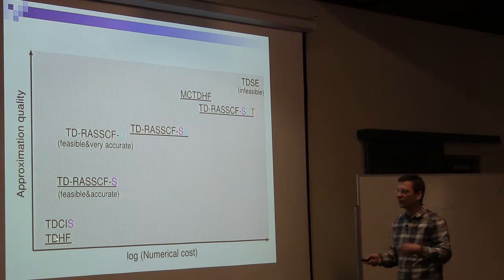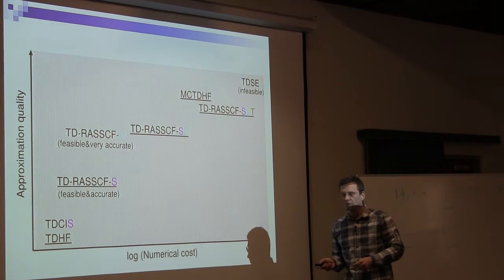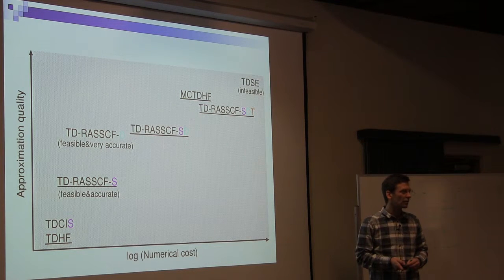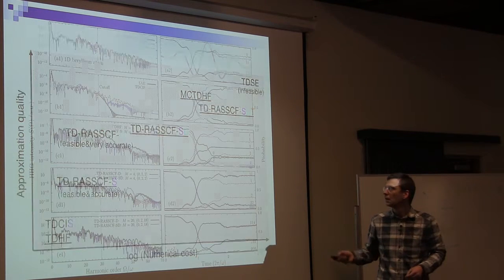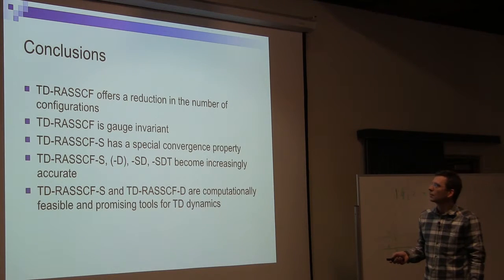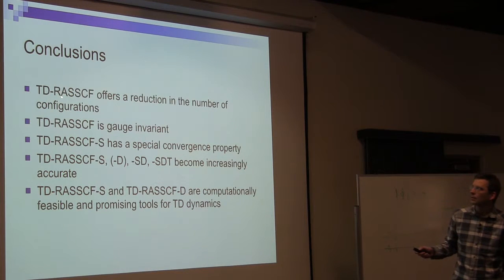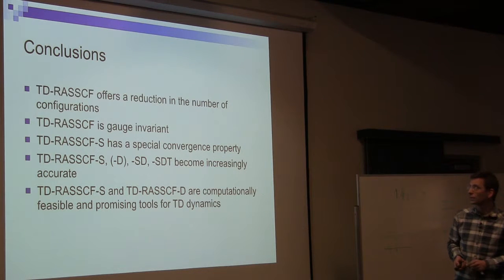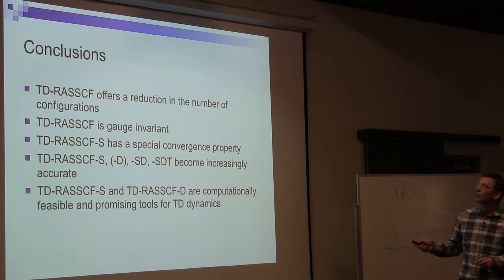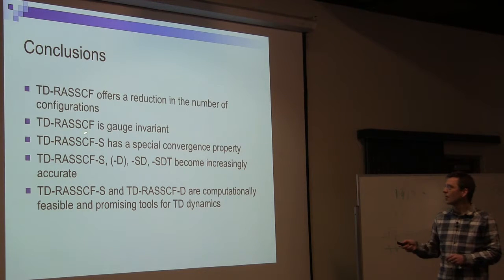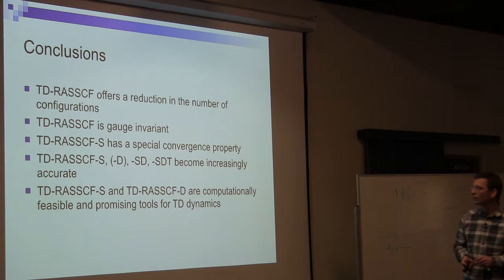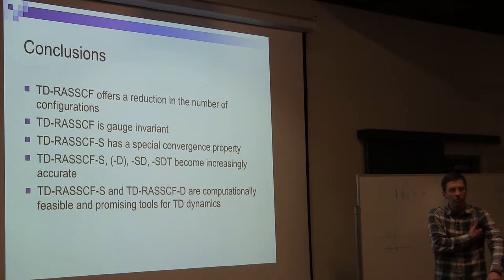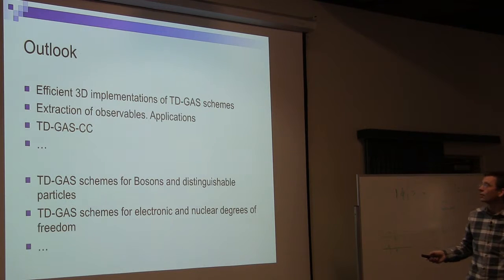And also this statement was not entirely correct, because for some processes, time-dependent Hartree-Fock is probably always sufficient. It depends a lot on what the observable is. So the conclusion is that this time-dependent restricted active space self-consistent field method offers a reduction in the number of configurations. These properties I skipped, but it's just nice to know that it's gauge invariant, and in some cases it has some special convergence properties. And we are thinking that this is a feasible and promising tool, but this is still a work in progress.